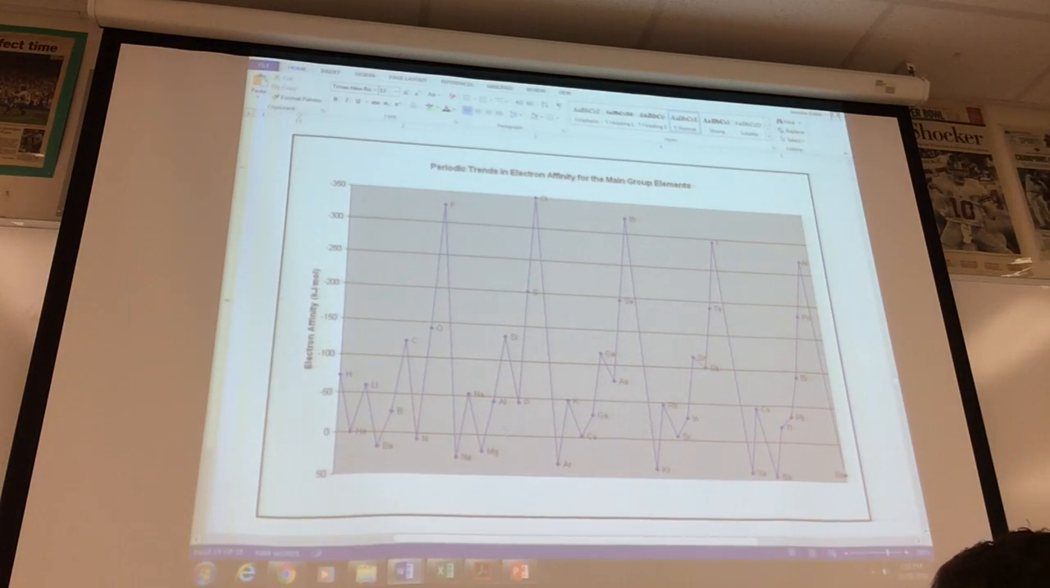Is that beautiful? Yes. All right. We've got lithium, beryllium, boron, carbon, nitrogen, oxygen, fluorine. So let me see if I can do this.